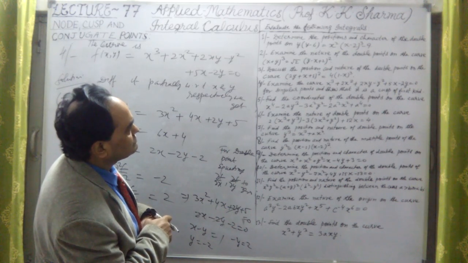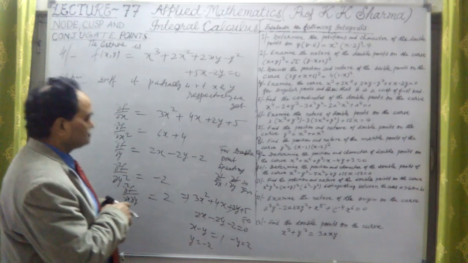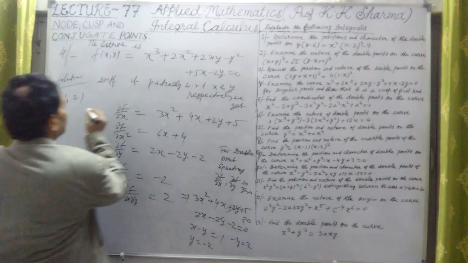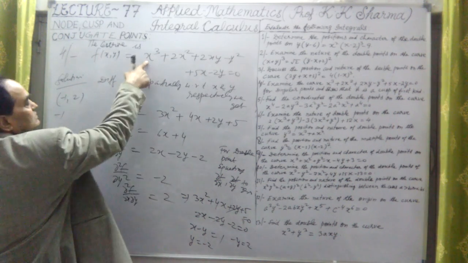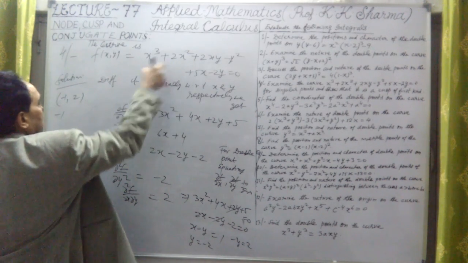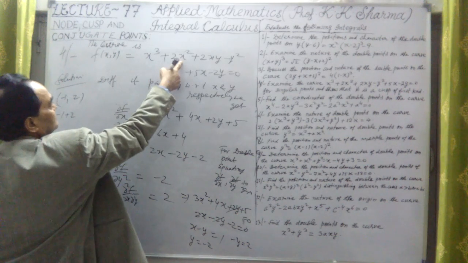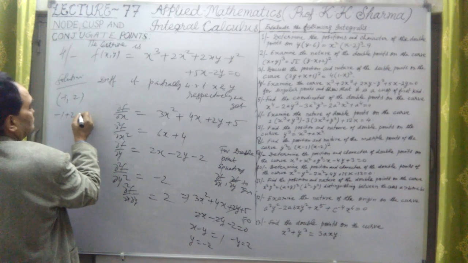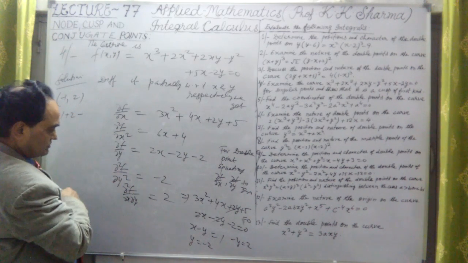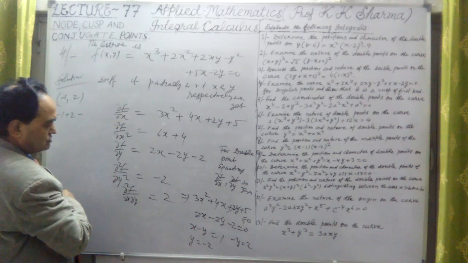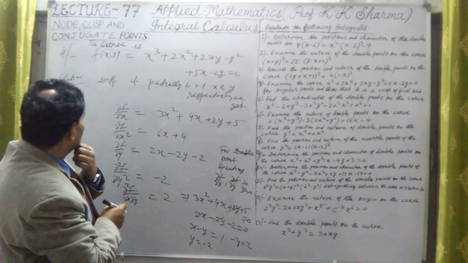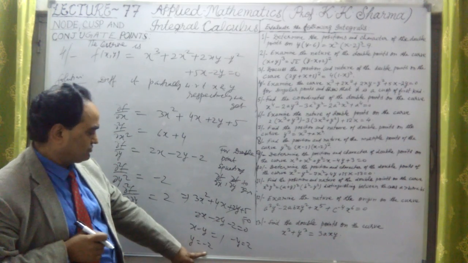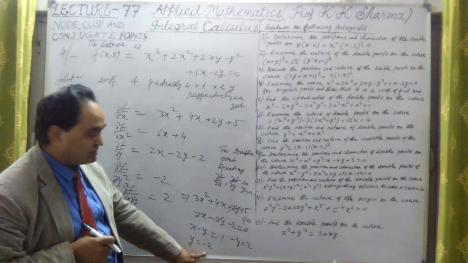Which one is this, the fourth one? Okay, so x equal to minus 1. Let me write: first is minus 1, because minus 1 whole square is plus 1. This is plus 2 only. This is y is plus 2... sorry, y is minus 2, and x is minus 1. Both are negative here, y is equal to minus 2 and x is minus 1.